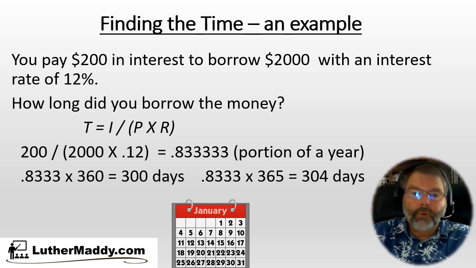So we take the $200 in interest, we divide that by 2,000 times the rate of 0.12, and we end up with 0.8333, a portion of a year. Well, using a 360-day year, 0.8333 of that year is 300 days, and if we're using a 365-day year, 0.8333 of 365 is 304 days. So that's how you find the time.